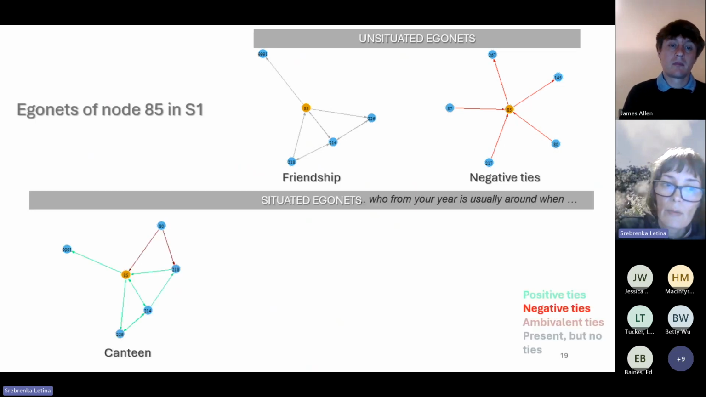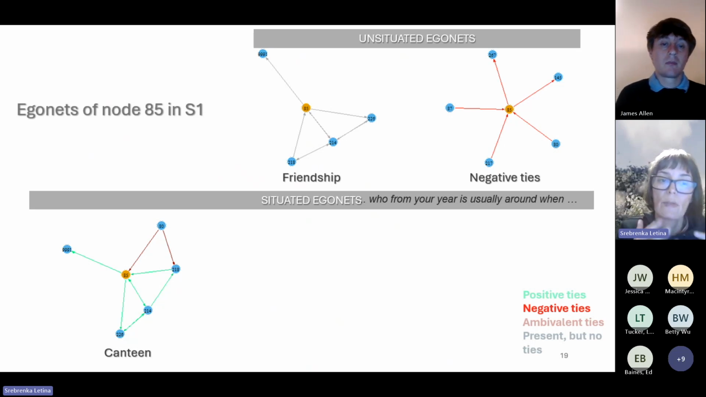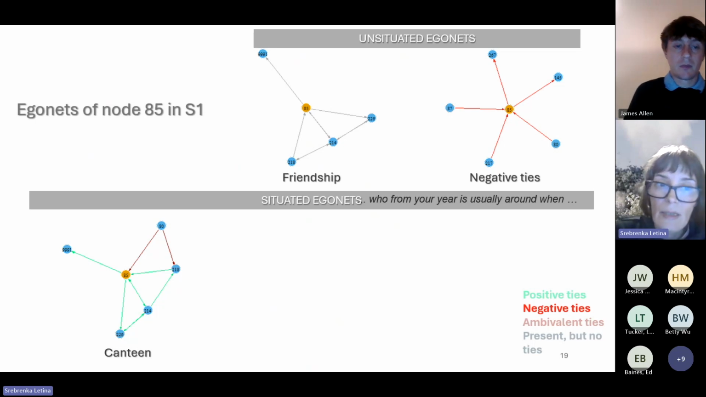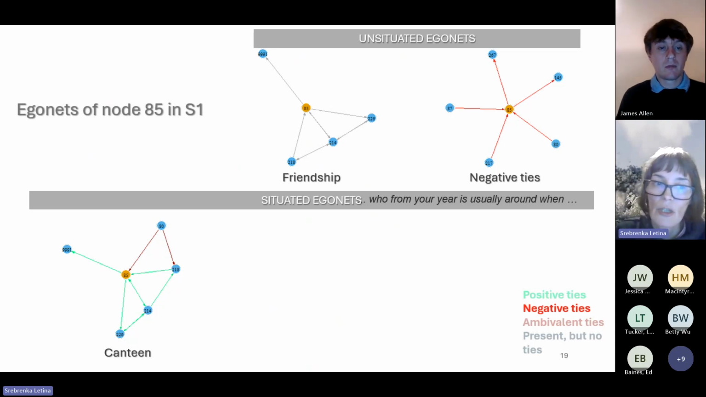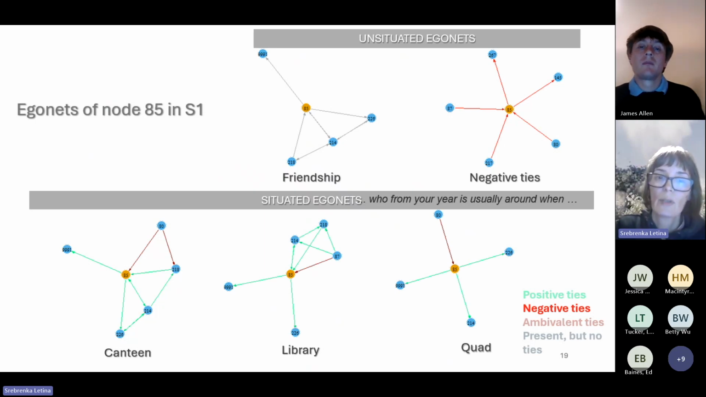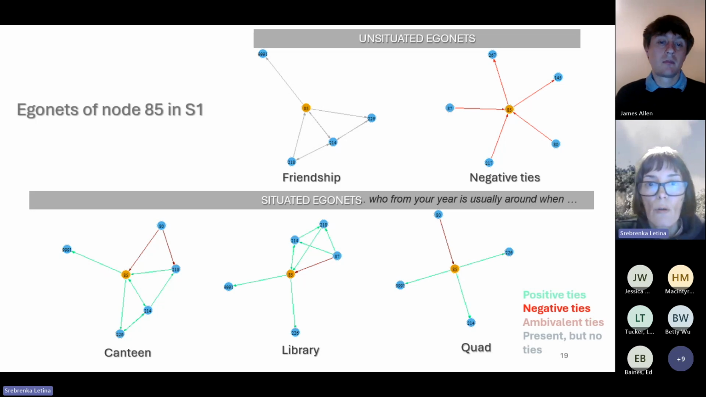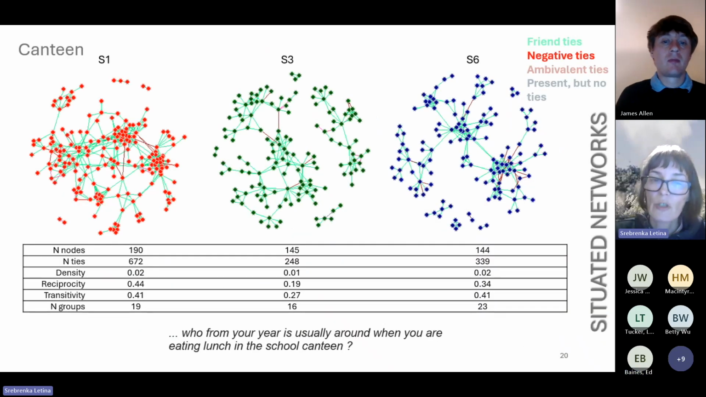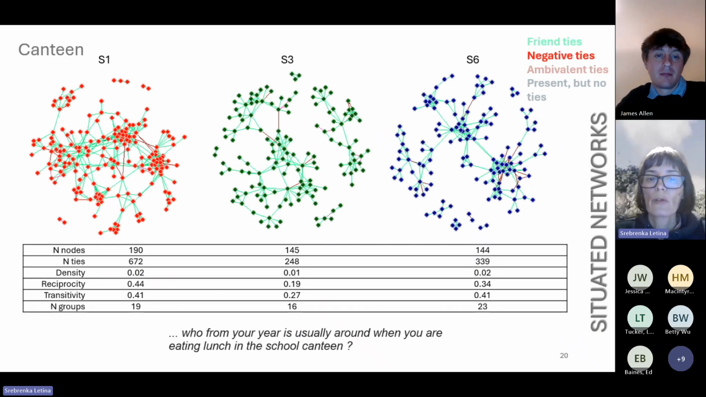But if you go into the situated network, who is around that person when they are in the canteen, then you can see that some other people emerge. We can see now 80 is there, who has a negative relationship with 85 and with somebody else. And you can see that also in other situations, how this network of this person looks like. So this was just an example of an ego network, but now I will show you an example on all of the networks. So this is a network in the canteen, which you get when you ask a question like, who from your year is usually around when you are eating lunch in the school canteen?